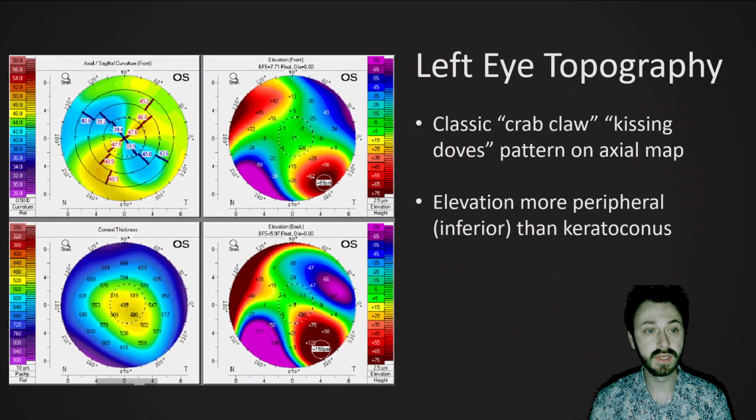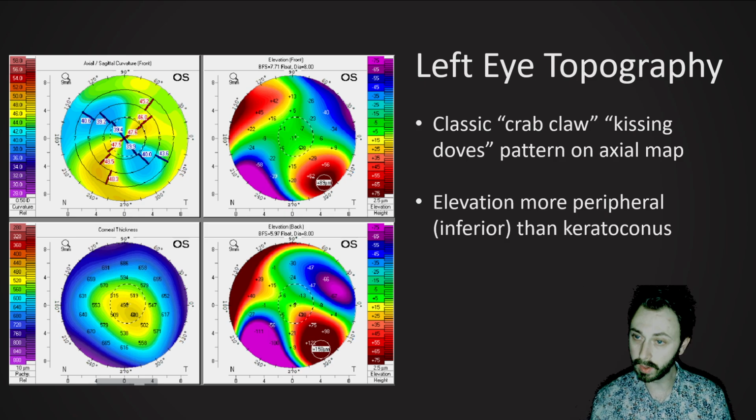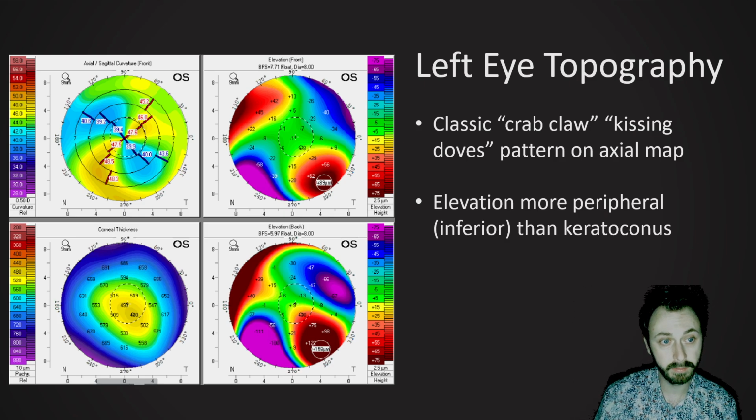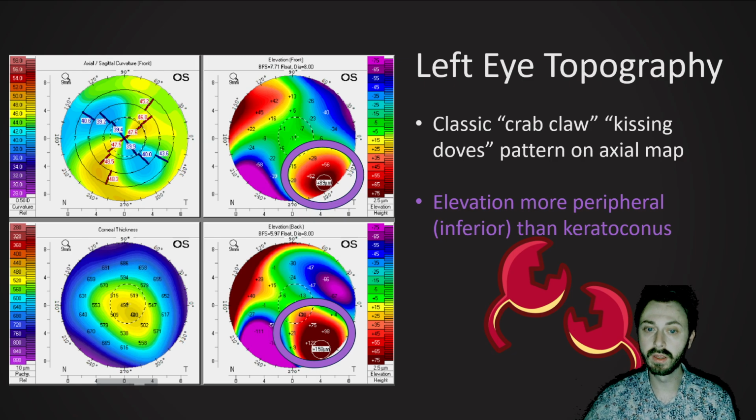Looking at her left eye, she has more of a traditional pellucid marginal degeneration appearance. Got that crab claw or kissing doves pattern on the axial map. And she's got these areas of elevation that are more peripheral, inferior temporal for her, that are correlated on the front and back surface of the cornea, which is classic for pellucid marginal degeneration. You get the thinning superior to the protrusion in pellucid marginal degeneration.